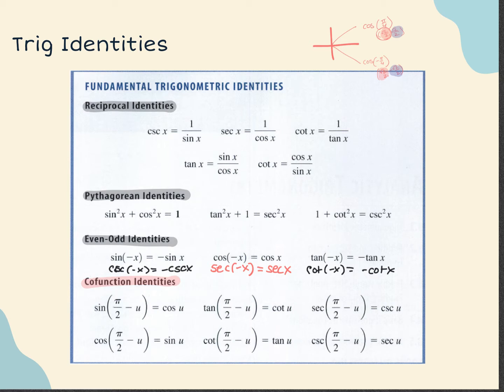Yeah, u is just an angle. So it could be x, it could be theta, they could plug in any kind of value that they want there. Sometimes you see alpha, sometimes you see beta. It's just an angle.